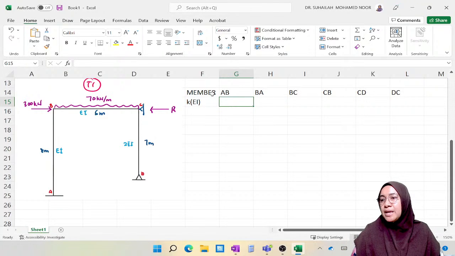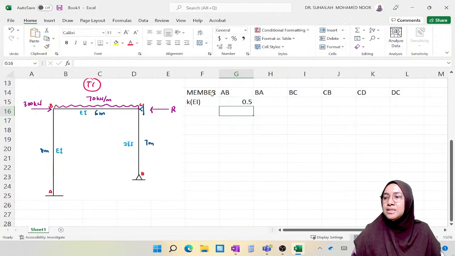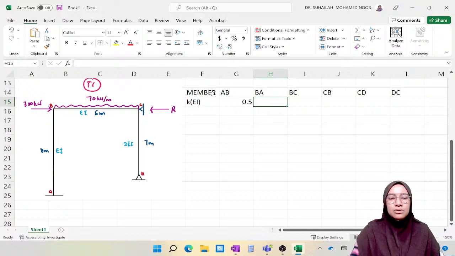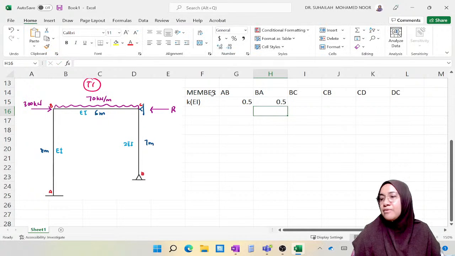AB, BA. It is fixed and far end fixed for member AB. Far end is referring to A, so it is far end fixed. So we use 4EI over L. EI is EI only, so it is 4EI over 8, where 8 is the length. It is 0.5. BA is also the same, 0.5.